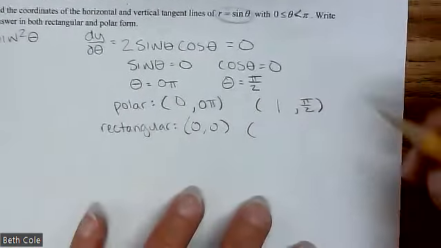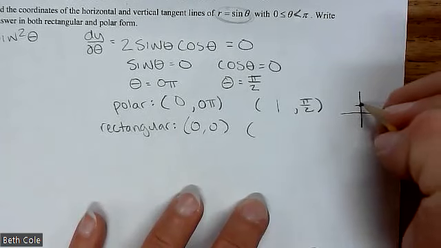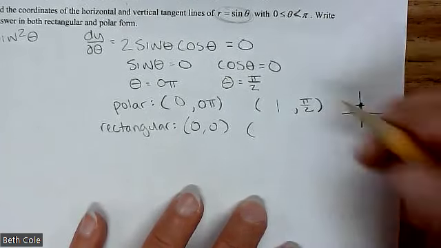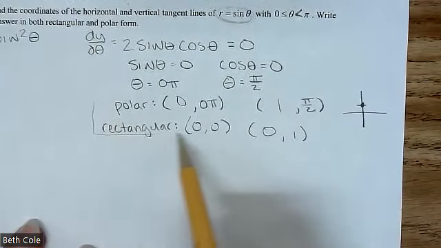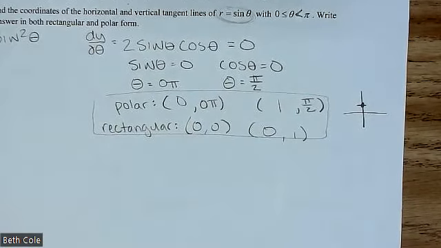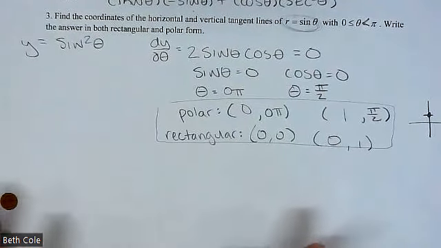And then let's think about this one. If you rotate to pi over 2, that's going to be here. And if you go 1 in that direction, 0, 1. So those are our polar coordinates and our rectangular coordinates. They asked for both, so we did both. So that was horizontal. Now we're going to do vertical tangent lines.